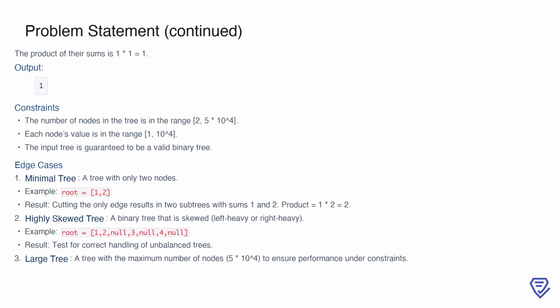Edge cases include a minimal tree, with only two nodes, where splitting the only edge results in the simplest product calculation. Other edge cases involve highly skewed trees, which test the algorithm's ability to handle unbalanced structures, and very large trees, which ensure the solution is efficient even when the input size reaches its upper limit.